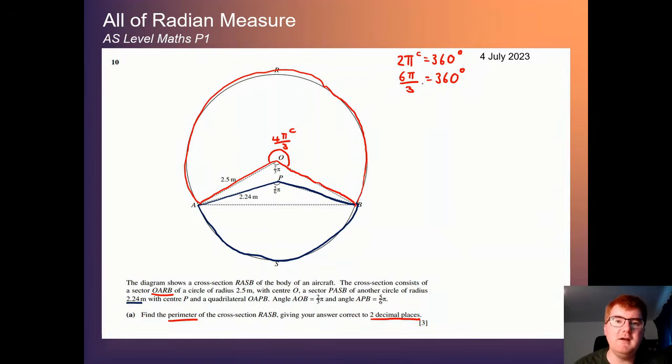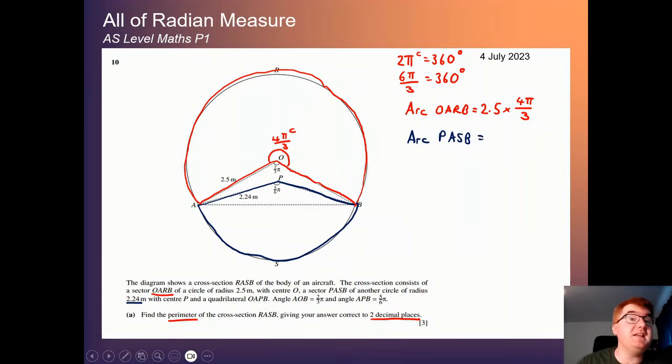Now remember, to work out the arc, we'll start with arc OARB. Our formula is just r theta, so it's just 2.5 times 4 pi over 3 for this one here. And then if I do this in a different color, let's pop this in blue, the arc of the PASB, again, it's also the same formula, just r theta. So that's going to be 2.24 times 5 over 6 pi.